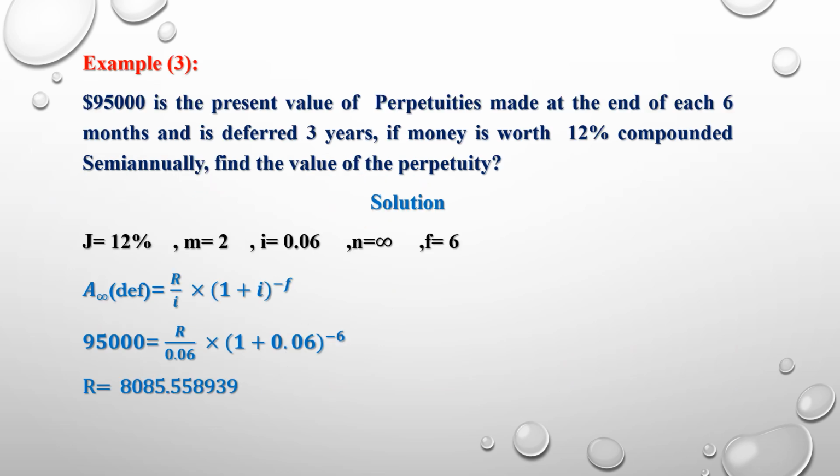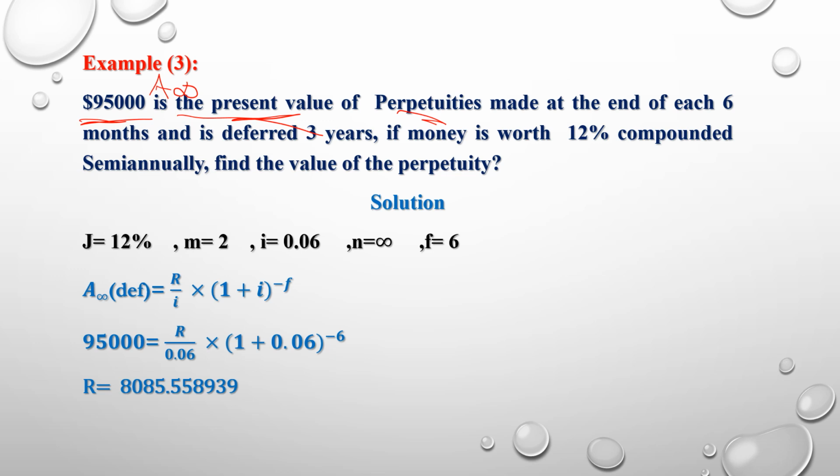Example 3. $95,000 is the present value of perpetuities made at the end of each 6 months and is deferred 3 years. If money is worth 12% compounded semi-annually, find the value of the perpetuity. So 95,000 is the present value of the perpetuities. So this is A infinity, as this is the present value of the perpetuities.